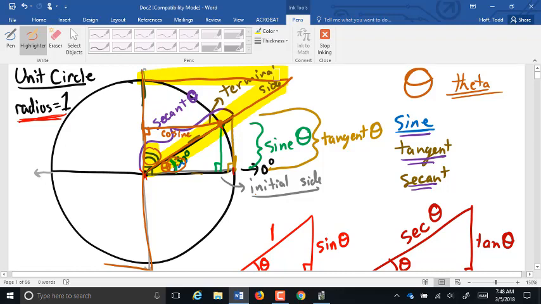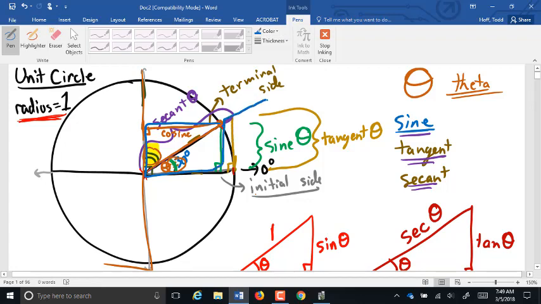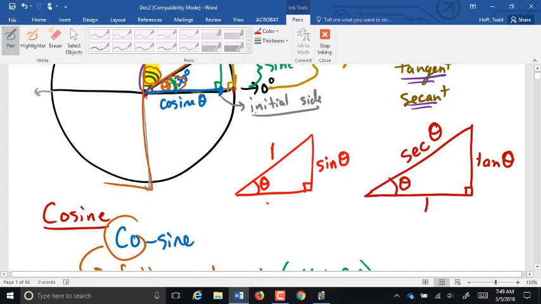Notice they still make right triangles. But more importantly, for our concerns here, this makes a rectangle, doesn't it? And in a rectangle, opposite sides are equal. So if this is the cosine, this distance to here is also the cosine of our angle. So that means down here, this side of that triangle is the cosine.